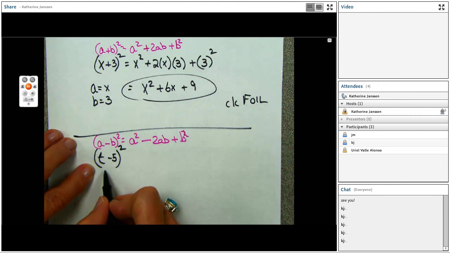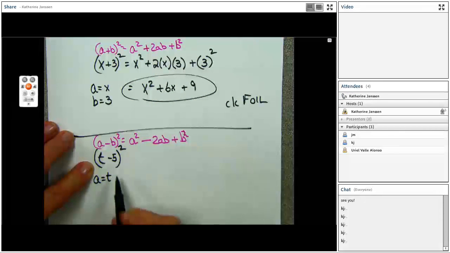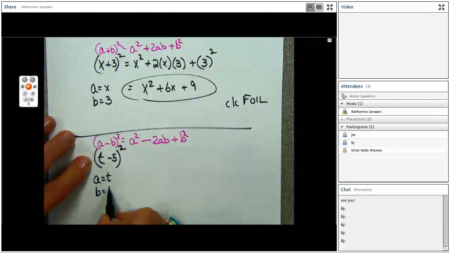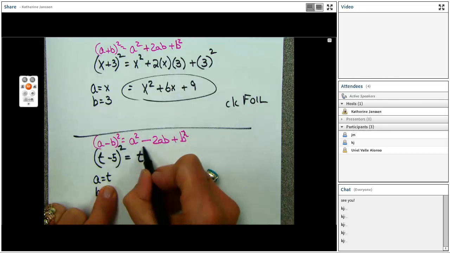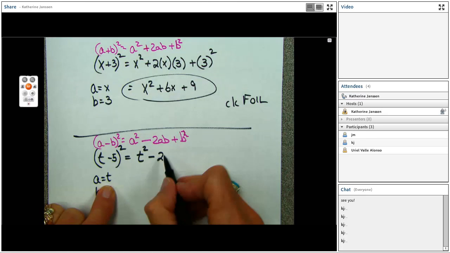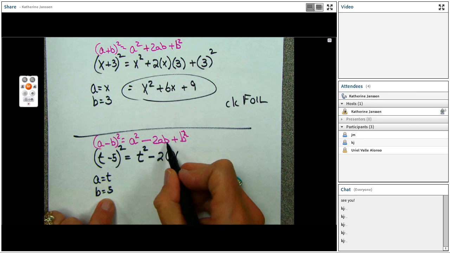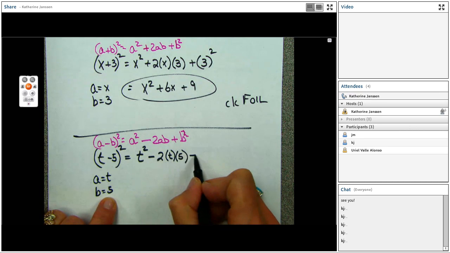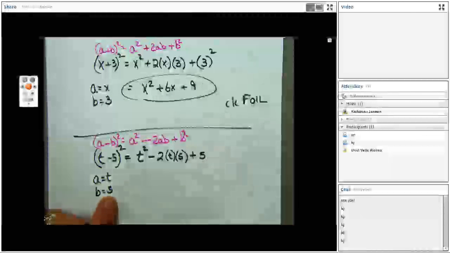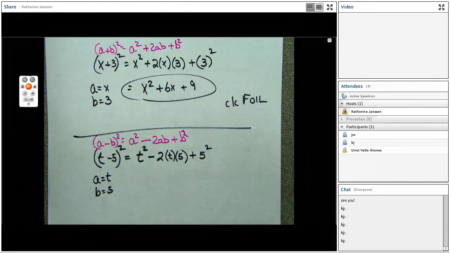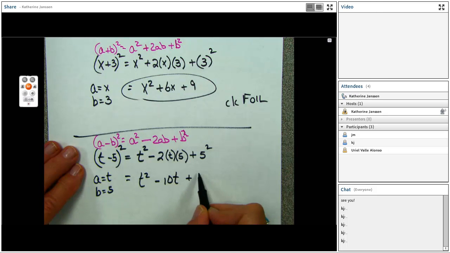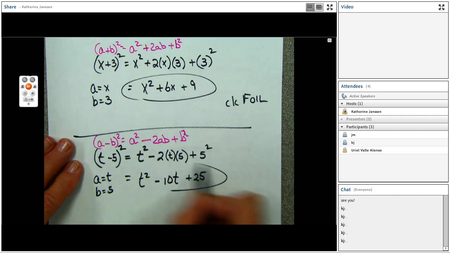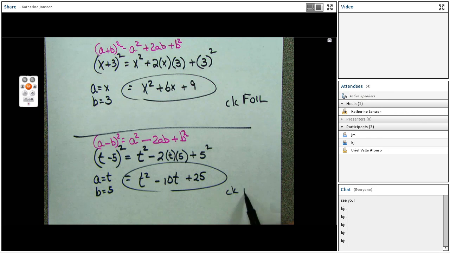Well, carefully, A's position in this case is t. B's position in this case is 5. I need A, which is t, but I need to square it, minus 2. I need A again. In this case, it's t. I need B. In this case, it's 5. Plus B is 5, but I need to square it. T squared minus 2 times 5 is 10t plus 5 times 5 is 25. You can check with FOIL.